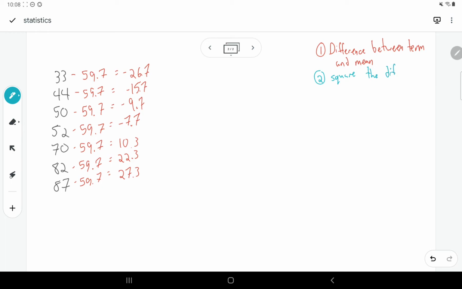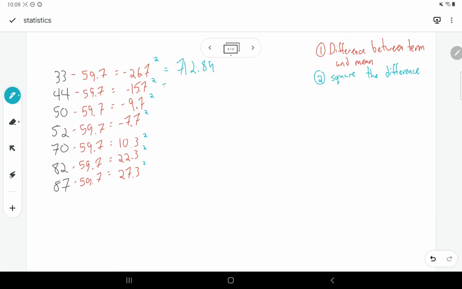Right? Because when you square something, the sign disappears, or rather the negative disappears. It's going to be positive. Okay? So all this really does is it kind of magnifies the larger differences so that we get a better idea of how spread out these values are. Okay? So if we take the square of these values, the square of 26.7, or rather negative 26.7, is going to be a positive number, so it's going to be 712.89. If that's coming out as a negative number, your calculator is likely reading that negative incorrectly.